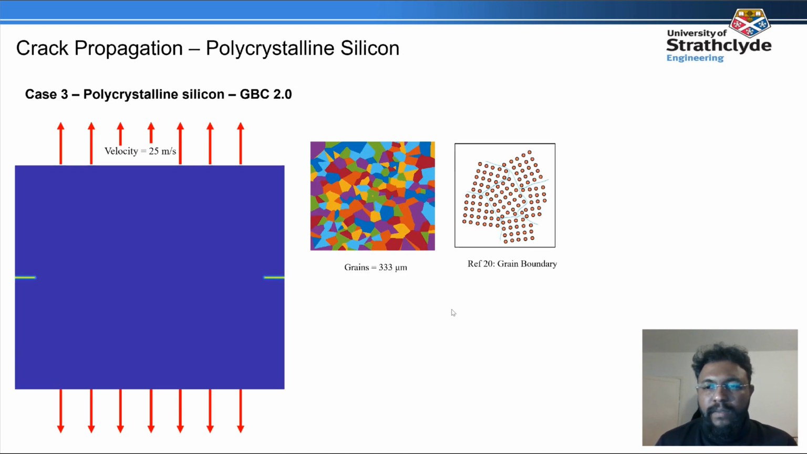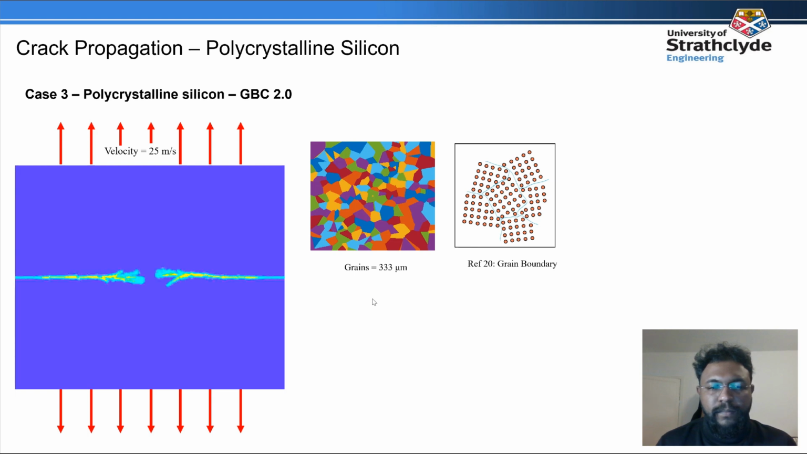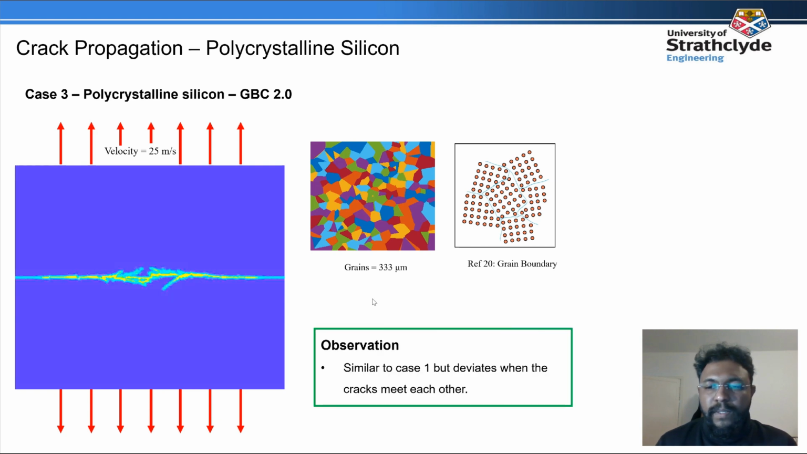There is one more case, case 3, with the grain boundary coefficient of 2.0. This is a simulation where the grain boundary coefficient is twice the grains. This happens when the impurities are trapped within the grain boundary, which increases the strength of the bond. Let's see how the plate reacts in time. From our observation, it is similar to case 1 but deviates when the cracks meet each other.